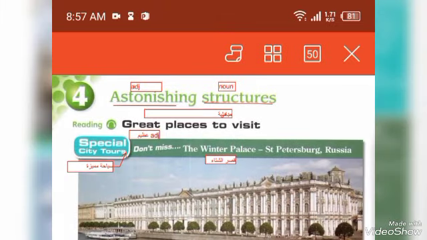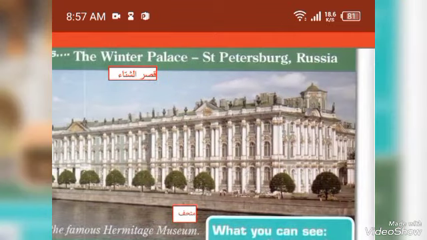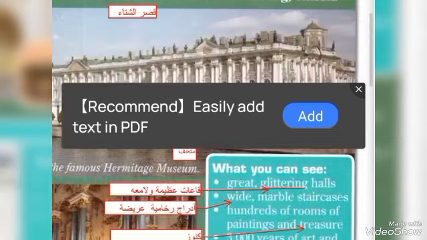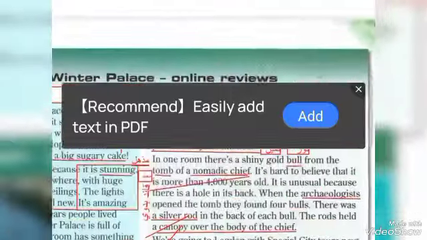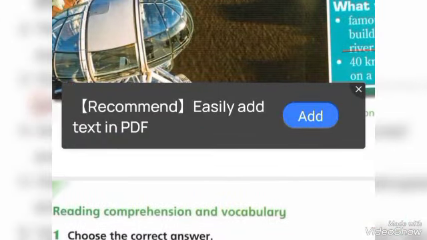Unit 4, here is the article. The article is very important. Look at these lines. All my students know these lines very well. Great glittering halls. So what can you see in the Winter Palace? I can see great glittering halls and so on. You can read the speaking worksheet to be able to answer the exercises.